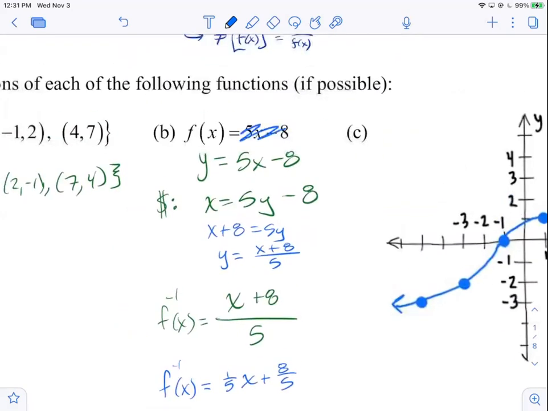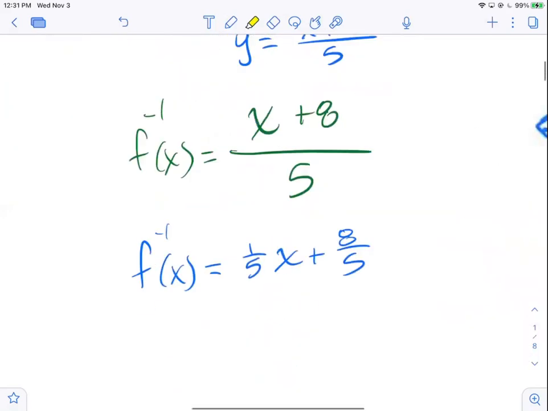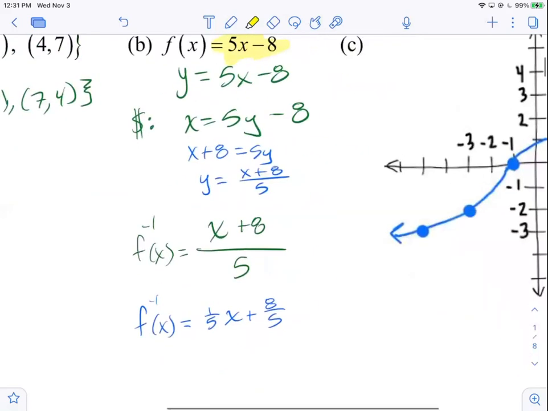So look, 5x minus 8 is a line, right? Negative 8 is the y-intercept, up 5, right 1. That would pass the horizontal line test. A slanted line passes the horizontal line test, so it's automatically going to have an inverse. Turns out the inverse is another line, right? With a slope of 1/5.